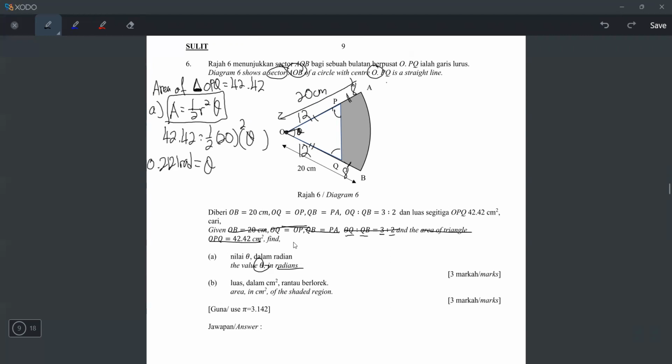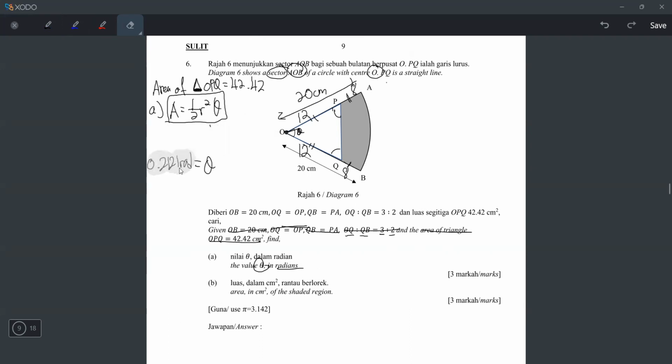Wait, did I do something wrong here? 1 over 2 r squared theta. So 20 square divide 2 equals divide answer. Okay, so I think it's correct, right? So now, after I do this, okay, sorry, I wrong already. This is area of what? Area of triangle, right? Sorry, careless mistake. Area of triangle is 42.42, not the area of sector. I thought it's the area of sector.